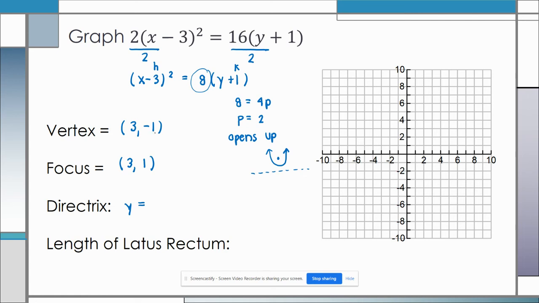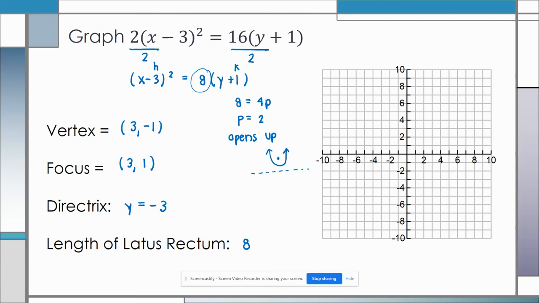So from the vertex, I'm looking at -1, which is the y value, and I want to go down 2. So -1 minus 2 tells us that y equals -3 for our directrix. And then the length of the latus rectum is whatever that value was in front of the non-squared term. The absolute value of 8 is 8.